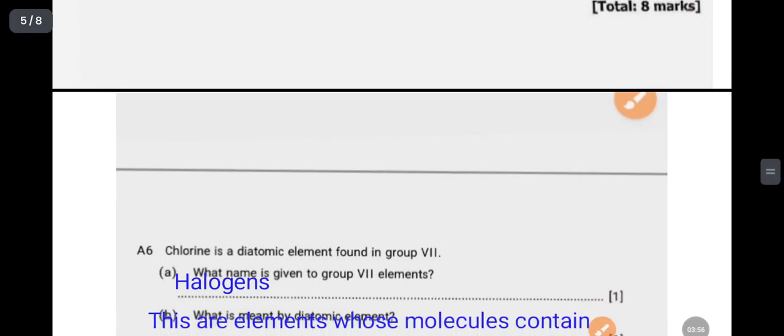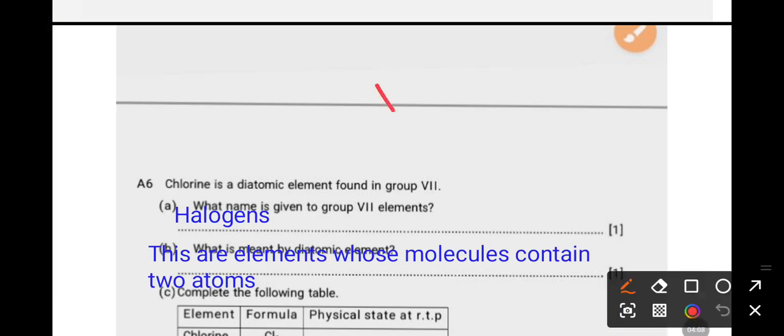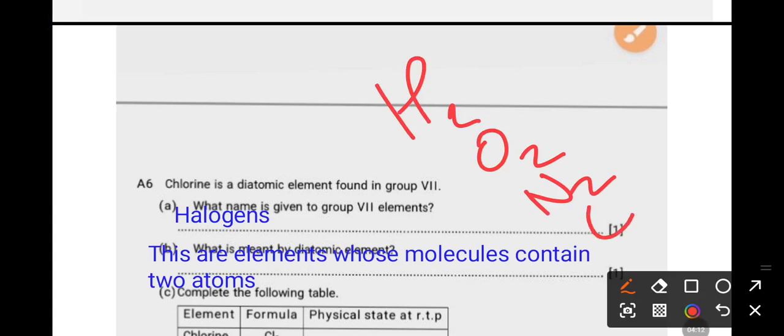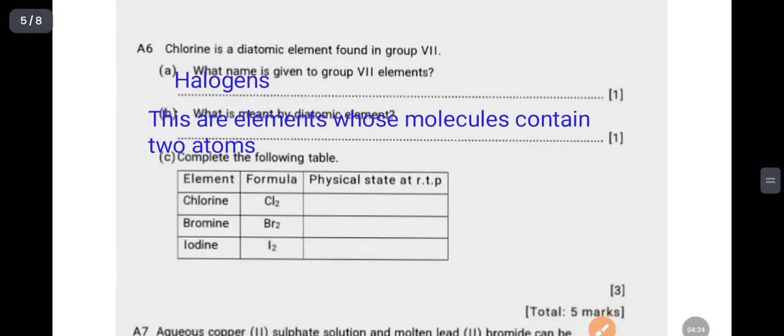Question B. What is meant by diatomic elements? So here I wrote that these are elements whose molecules contain two atoms. For example, hydrogen, oxygen, nitrogen, chlorine, bromine, iodine. The molecules contain two atoms. Right. Question C.